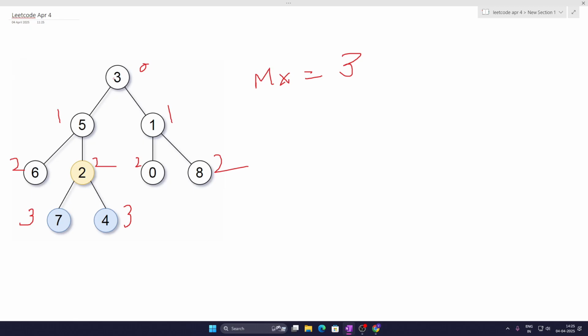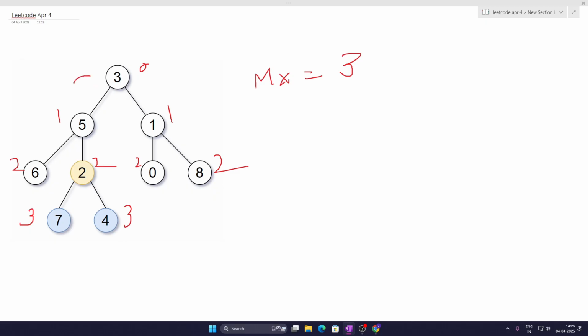Starting at this node 3, what is the depth of this node? It's 0. Is it equal to the maximum? No, it's not. Then we will go first to the left subpart and then to the right subpart. We will explore each and every node in the tree so that we can get the answer without failing at edge cases. So starting at this node, what is the depth of you? In this case, it's 0. And what is the maximum depth? It's 3. So it's not.